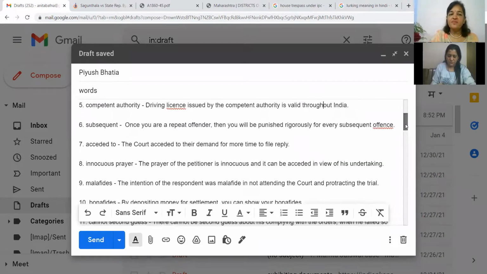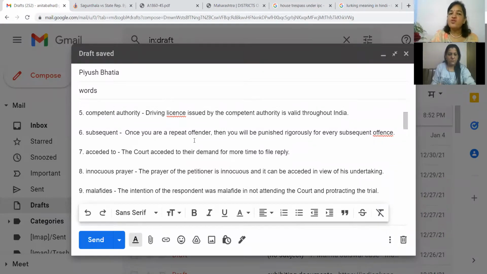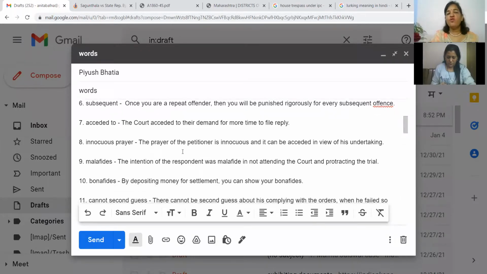Subsequent, a very common word, but how we use it. Once you are a repeat offender, then you will be punished rigorously for every subsequent offense. Acceded to. Acceded to is like accepting. The court acceded to their demand for more time to file a reply. The court accepted it. The court acceded to. Innocuous prayer. Innocuous means harmless, you can say innocent. The prayer of the petitioner is innocuous, and it can be acceded to in view of his undertaking.